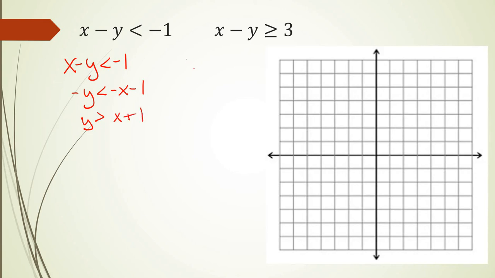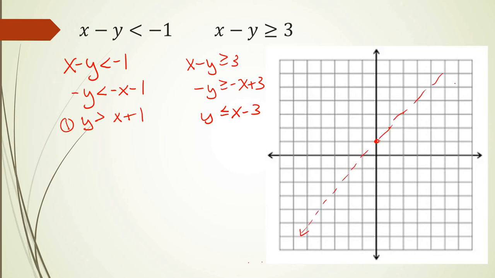We'll do the same thing with this one. Subtract the x, divide by -1, and now I have inequalities ready for graphing. So equation number 1 is up 1 with a slope of +1, and it's a dotted line, and I will label that equation 1.